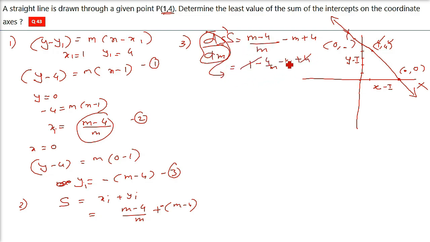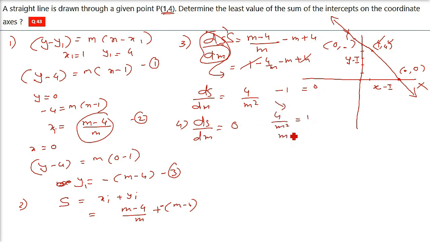Once you differentiate it, you are going to get a certain expression. When you get this expression, this is 4 by m square minus 1. The next thing is ds by dm should be equal to 0. ds by dm equals 0 means 4 by m square minus 1 equals 0. 4 by m square equals 1. m square is equal to 4. m is equal to plus minus 2.